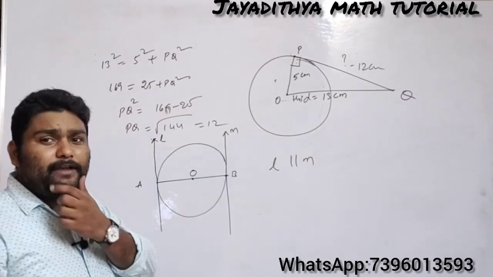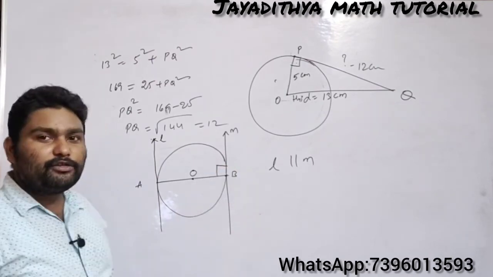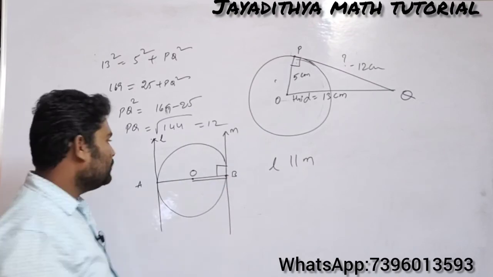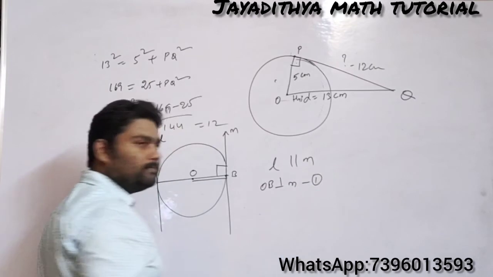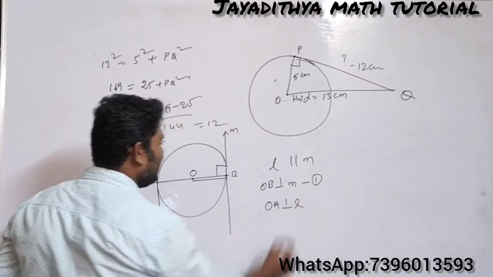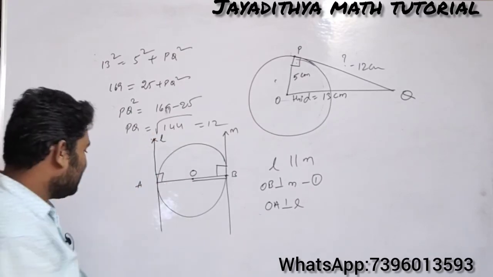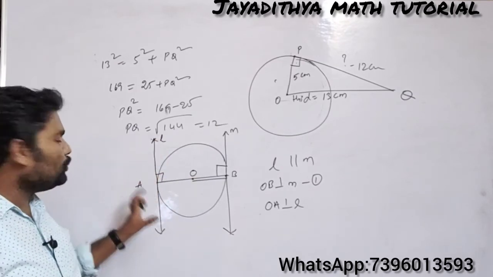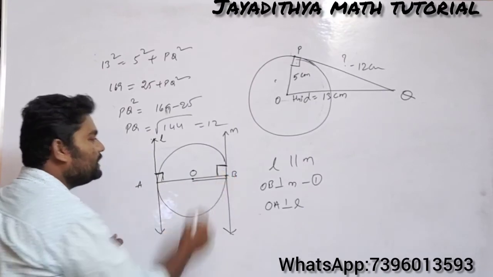Okay. And from where you will be proving this one? You know that tangent is perpendicular to the radius. So here OB is the radius and M is the tangent. You can write here OB is perpendicular to M. This is equation 1. And also you can write here OA is perpendicular to L. Why? Because OA is also the radius and L is the tangent here. So OA also will be perpendicular to the tangent. If you observe here the angle is 90 degrees and here also it is 90 degrees.